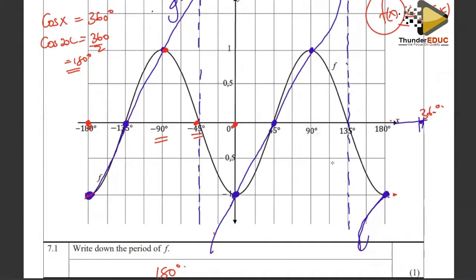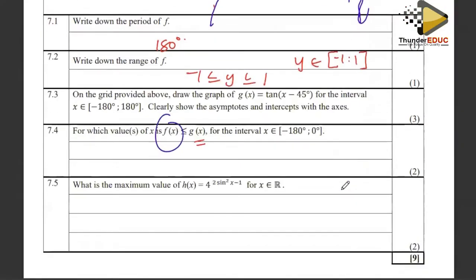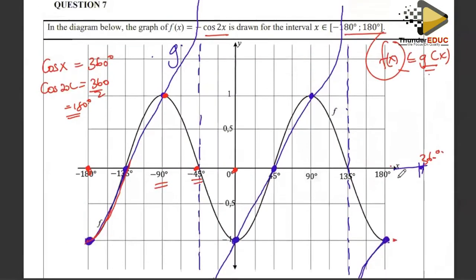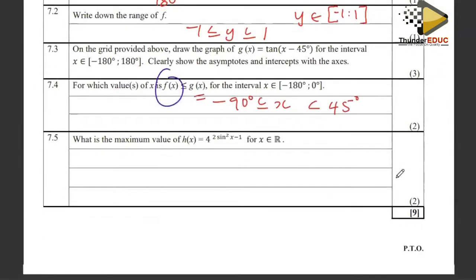How the points, because I'm not that accurate with my drawing, but I'll presume they were using the same line. Okay, so where do we find F to be under? I'll say negative 90 is less than or equal to x, and then is less than 45. The reason why I cannot use the equal sign is because that's an asymptote.